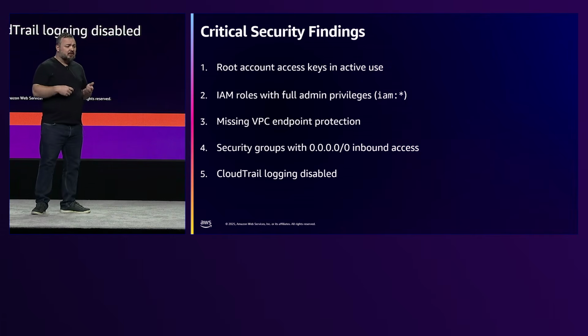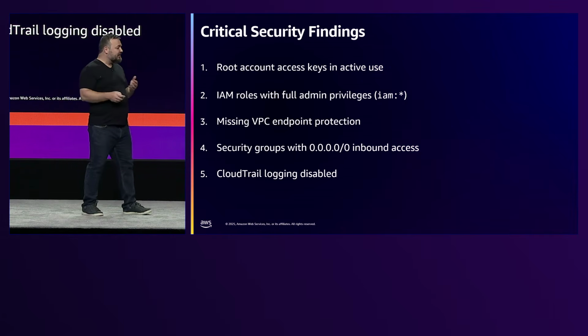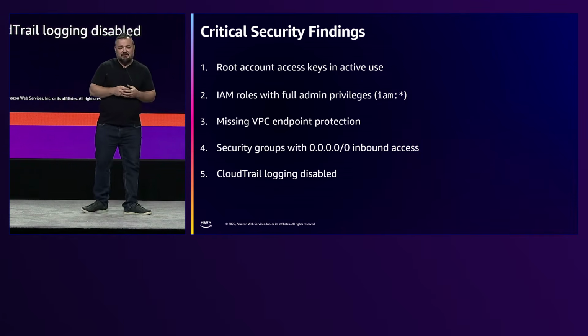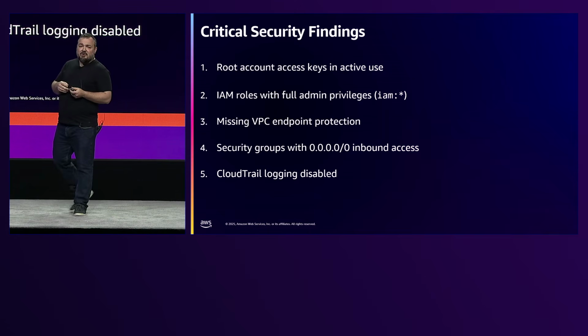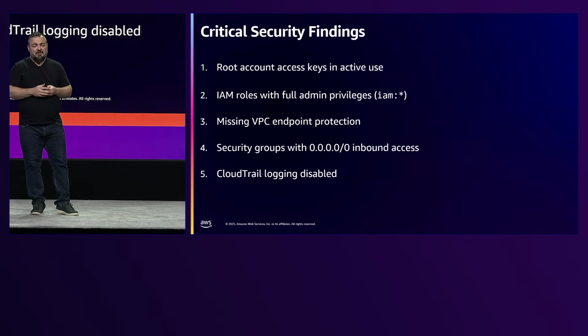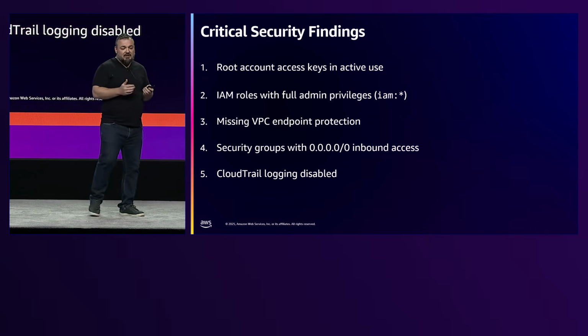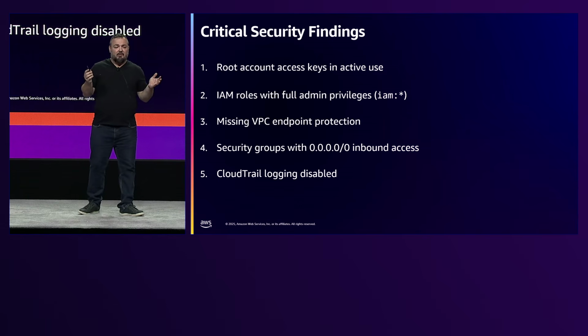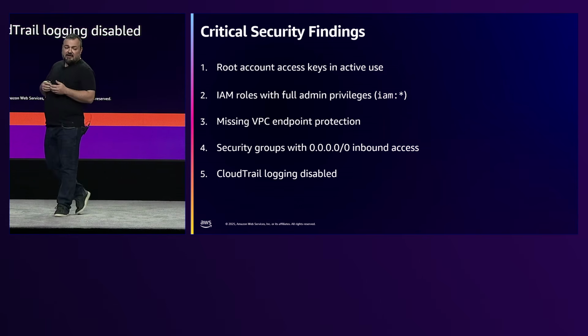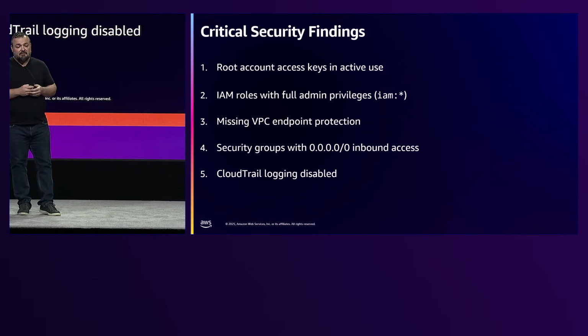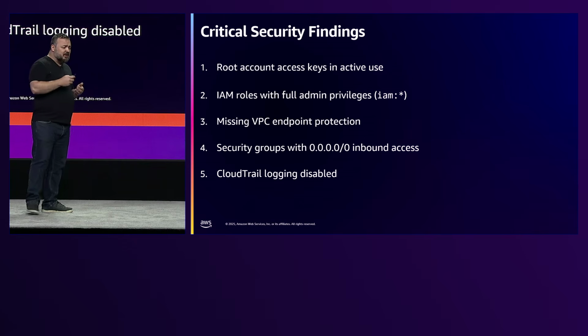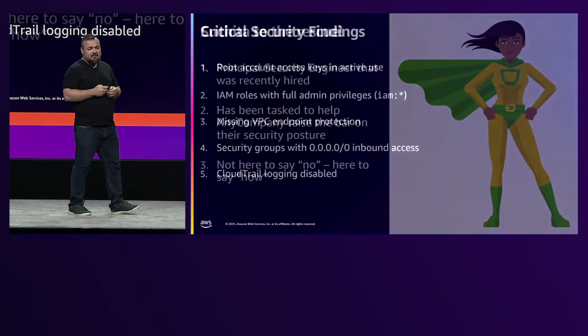And so some of the critical things we found, some of these might seem like rookie mistakes, but we see customers do this still all the time. Root access keys being in use, using IAM wildcard, like very permissive privileges, missing VPC endpoint protections, security groups that are wide open, or CloudTrail logging completely disabled. So these were some of the things that Greg and his development team found.